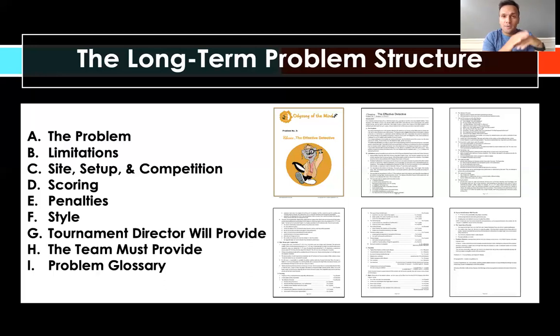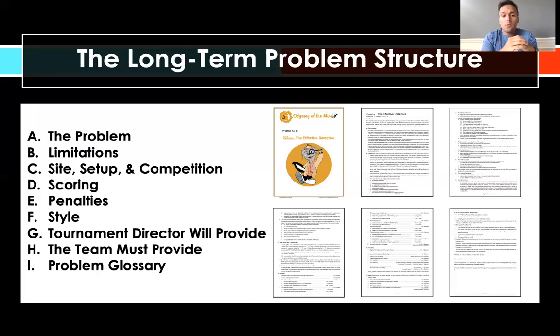F is style. We've talked about it a little bit, a couple lessons now. We have a whole lesson dedicated to style coming up, but here in this part of the long-term problem is where you'll see the two assigned style categories from the long-term problem. You'll have your two free choices for each team, and then five is the overall effect of those first four style categories. That may be unclear right now, but we'll talk about it when we talk about style in detail.